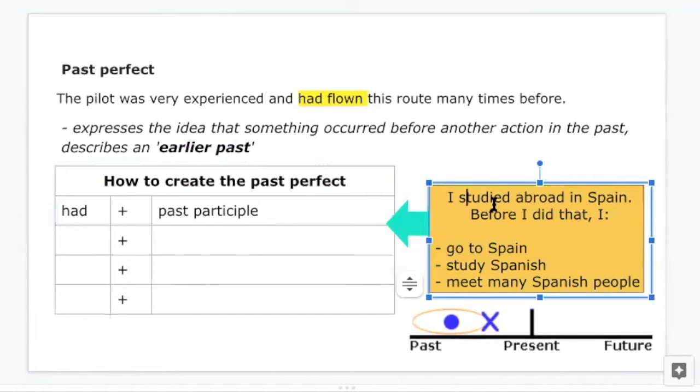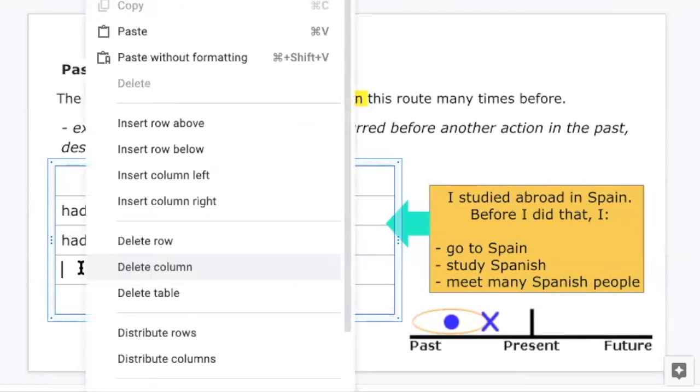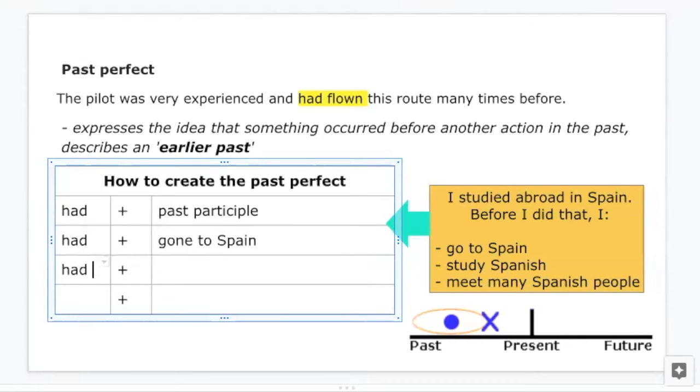So I might say I studied abroad in Spain, but before I did that, so here I'm telling you all about I studied abroad in Spain. Here is where I did that, but I did all of these things before that event. So how could I describe that? Before I had gone to Spain. I had gone to Spain. I had studied Spanish. I had met many Spanish people. Good. Very good.